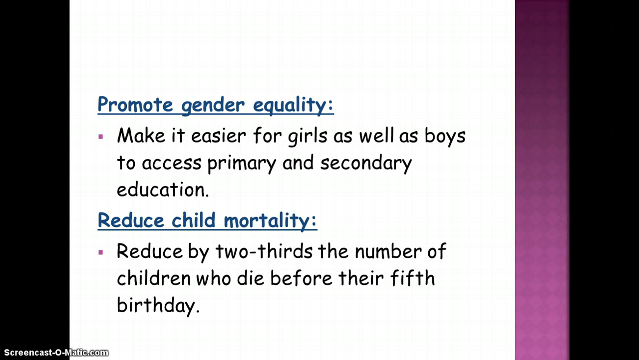To reduce child mortality by 2/3 of the number of children who die before their 5th birthday. It is an unfortunate fact of life that in countries that are less well off than our own, a large percentage of children who are born healthy will die through disease, lack of food, lack of access to healthcare, and a number of other problems. It is a very big part of the Millennium Development Goals to reduce this number.